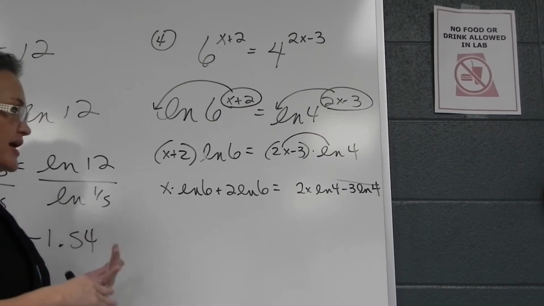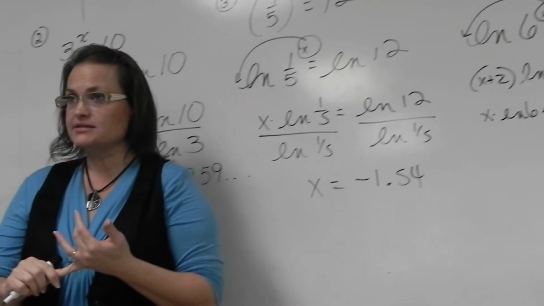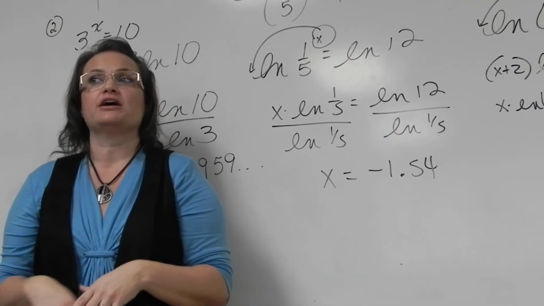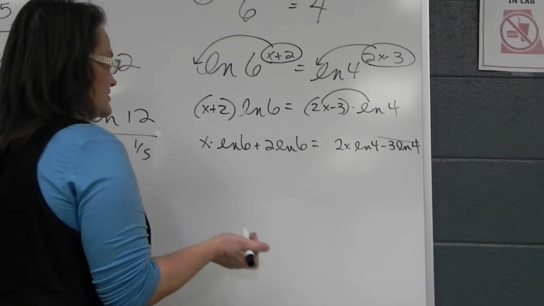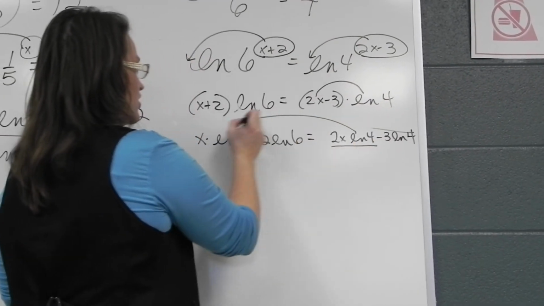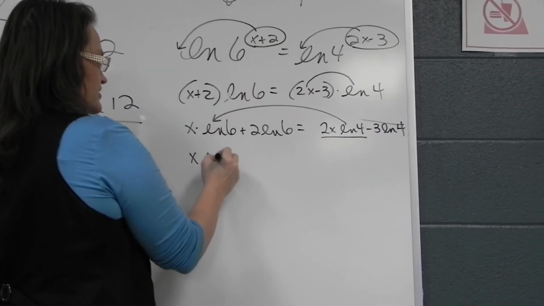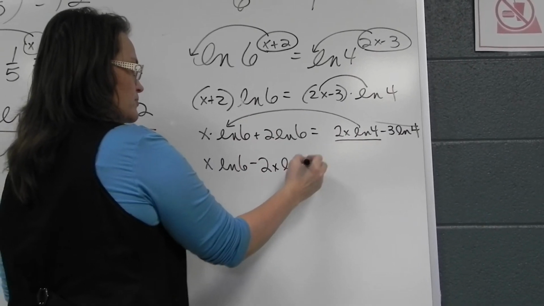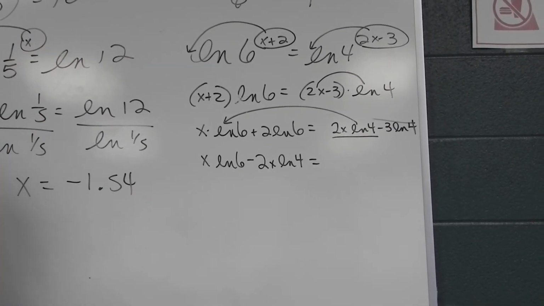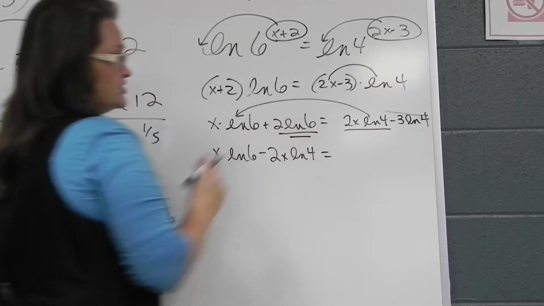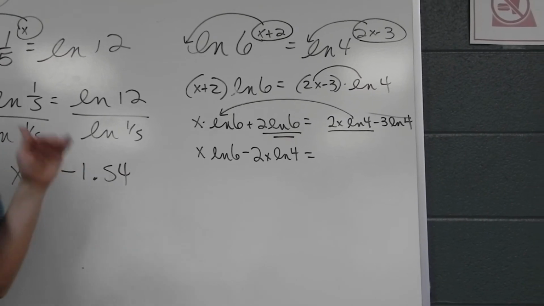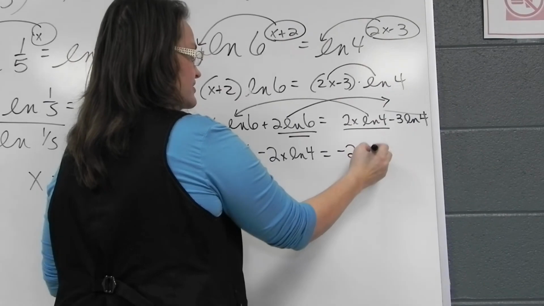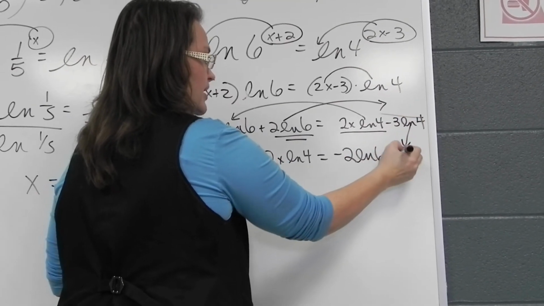And then we gather our x's. If you're solving for x, you want to get all your x terms on one side and everything that doesn't have an x to the other side. Your constants are thrown to the right side. So I'm going to bring this x term across. So I've got x ln of 6, and then when I bring this over, it'll be minus 2x ln of 4. So that's gathering the x terms. This is a constant, 2 ln of 6. There is no variable in that. That is a constant, so it goes to the right side. So it becomes negative 2 ln of 6, and bringing that down, minus 3 ln of 4.